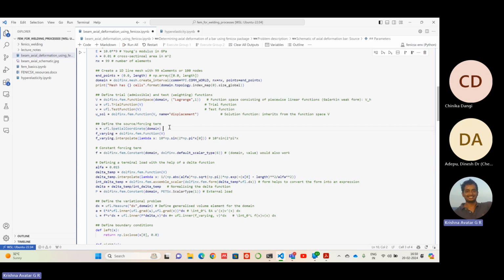So x gives us the spatial coordinates of the nodes in the domain.